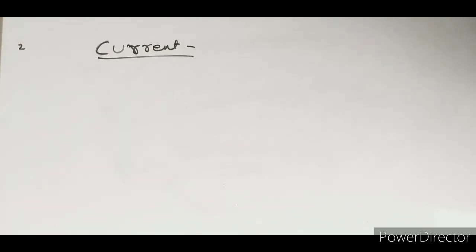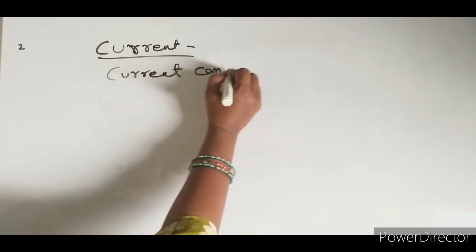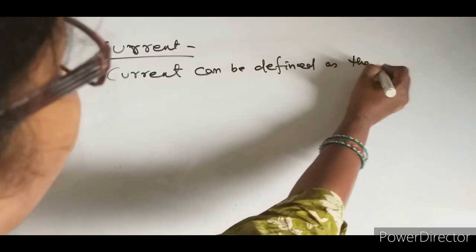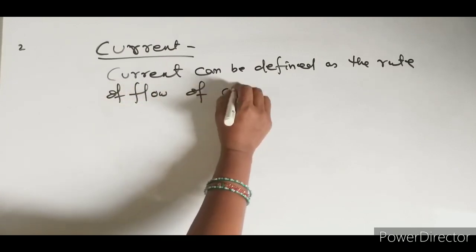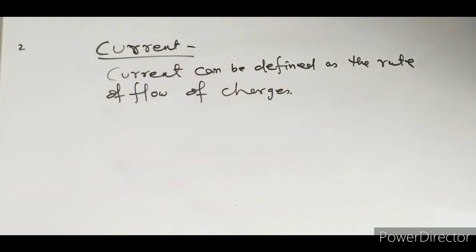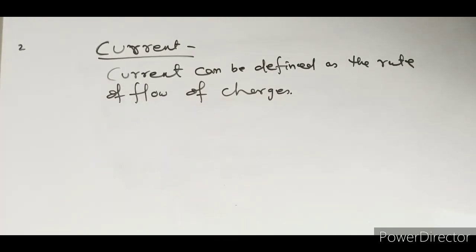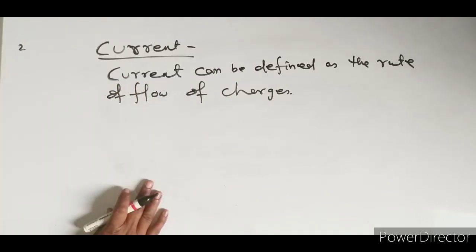So what is current? Current can be defined as the rate of flow of charges. So here the question arises, we have two types of charges. One will be positive charge, another one will be negative charge. Then which charge moves? So it is the electrons that move. So here we can also say this is flow of electrons.